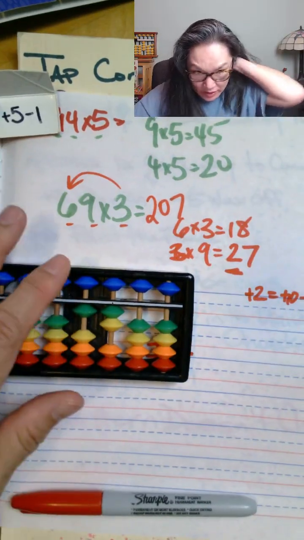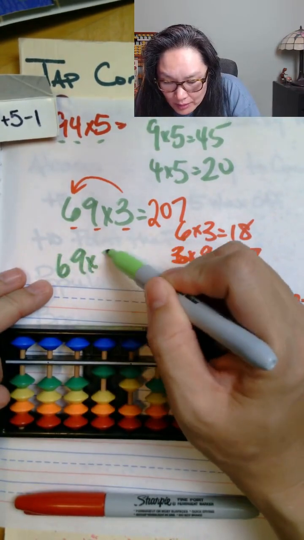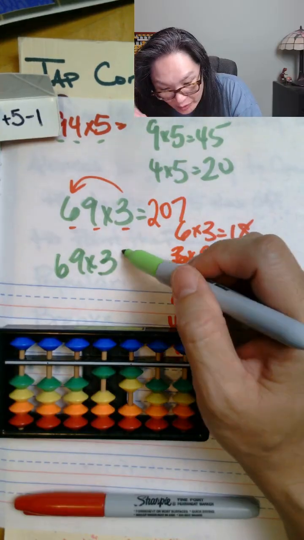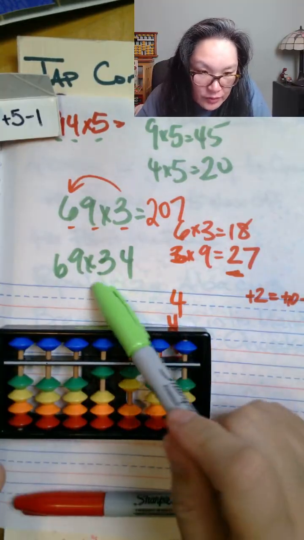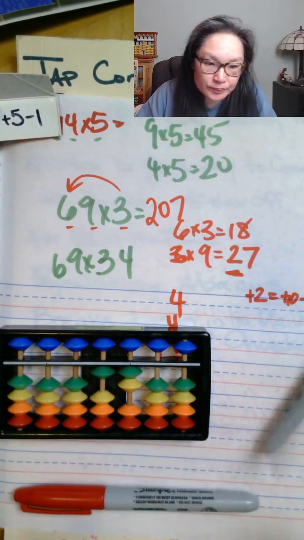Okay, so let's go to the next one, which was 69 times 30. Can I do 34 instead? Would that be okay? Because if I do too many 3s, then people would get confused. Is that all right? Okay, cool.